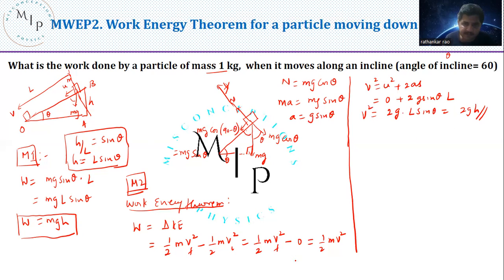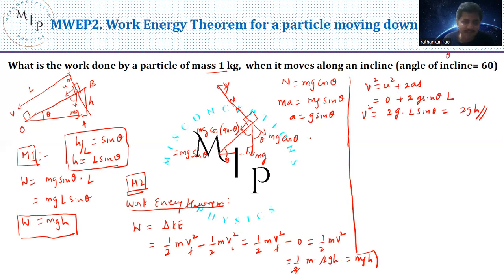I take this value and substitute it here, which will be half m into 2gh. So what do I get here? This 2 and this 2 cancel away. This should now be equal to mgh. Voila, I have got it once again, right? So work done is equal to mgh using the work energy theorem. We have got it with the second method also.